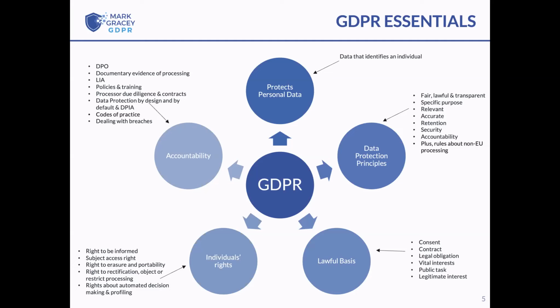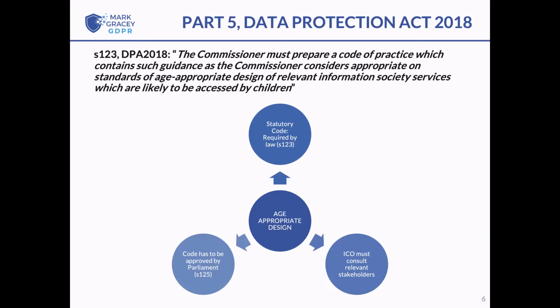Probably one of the key things that should crop up in any discussion around products and services, whether aimed at children or not, is the concept of data protection by design and by default. So that's data protection from day one of a project, not as an afterthought, and the use of data protection impact assessments, which will crop up because it's one of the 15 standards. So that's GDPR in a very small nutshell. Where does the code come into this?